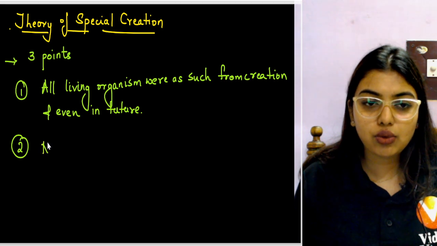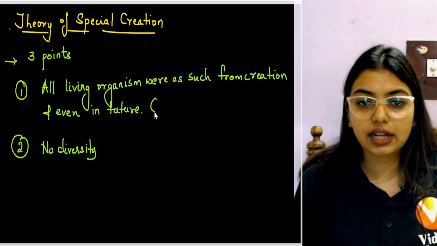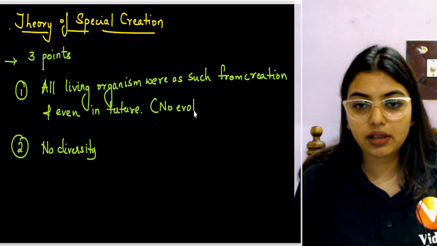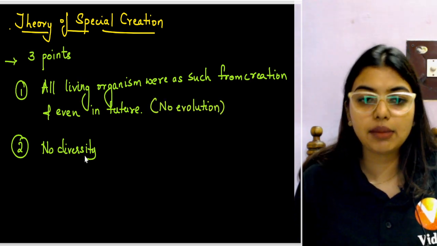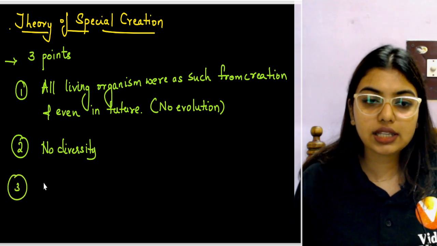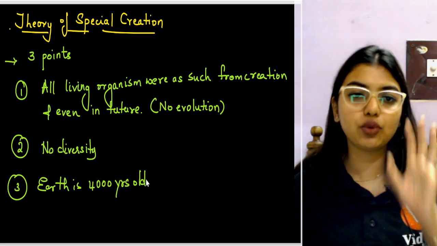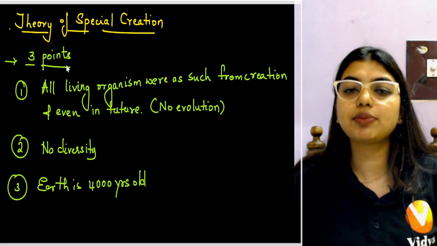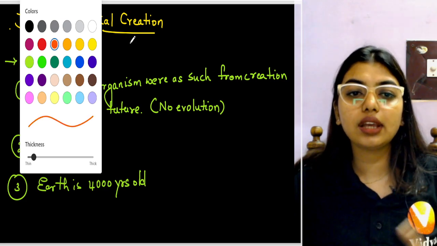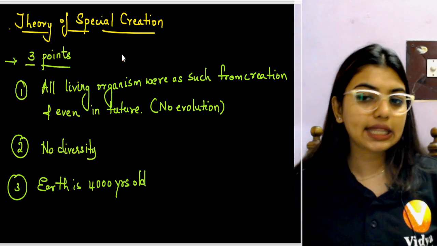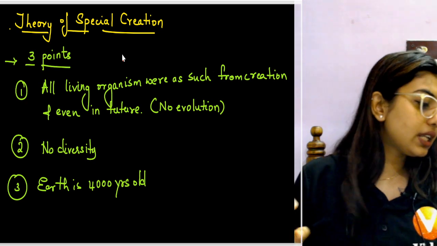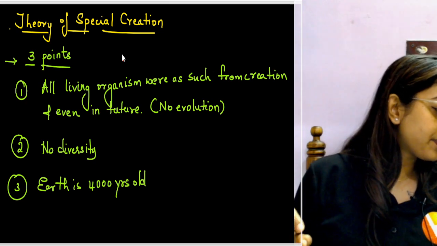Second thing, no diversity. Same way, no evolution has happened, everything is the same. Third thing, earth is 4,000 years old, not 4.5 billion years old. It was just 4,000 years old. So these were the three points of special creation, which believes that everything that was formed was as such, nothing has changed and everything remains the same.